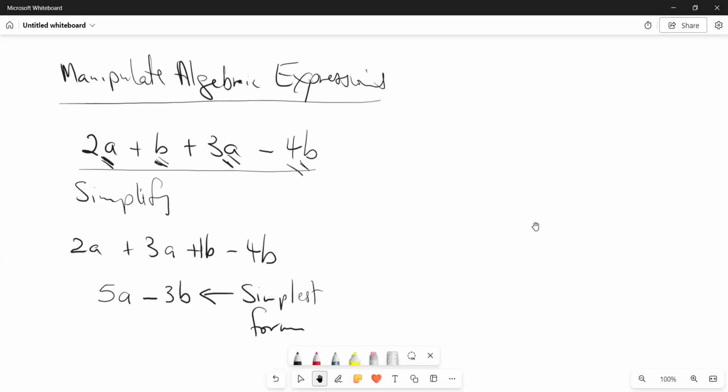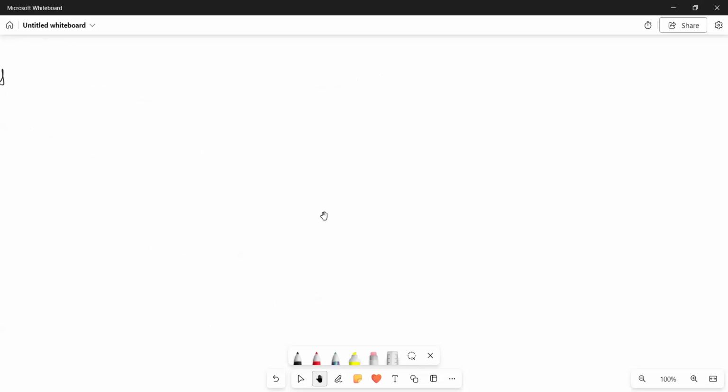Let's take a couple more examples. Let's say you're asked to simplify PQ plus AB minus 2PQ plus C. So you see anything similar there? Yes, PQ.